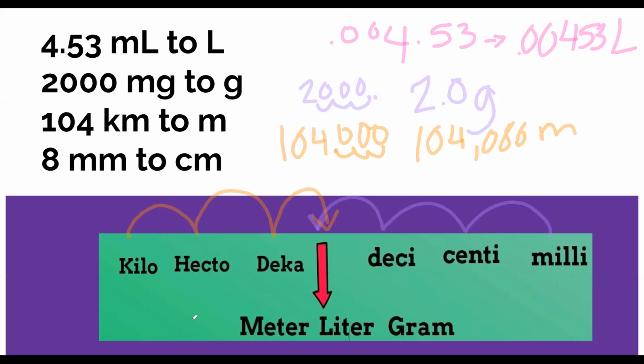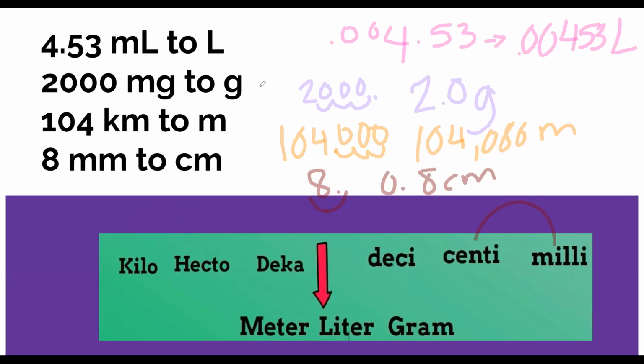And then my last one, I'm going to erase some of this bottom stuff. My last one is 8 millimeters to centimeters. Millimeters is right here, and then I'm moving over 1 to the left, to centimeters. So from 8, my decimal is behind it, I would just move up 1, so it would be 0.8 centimeters.